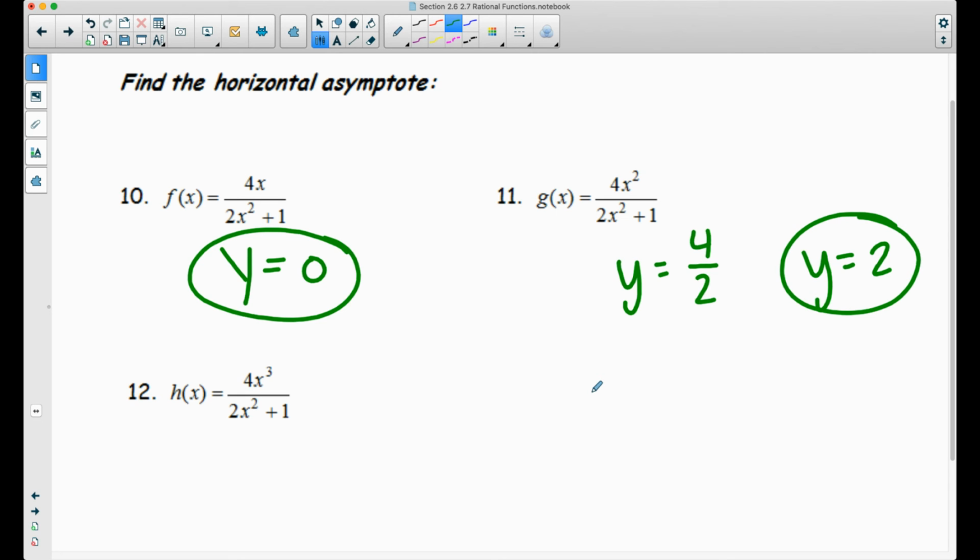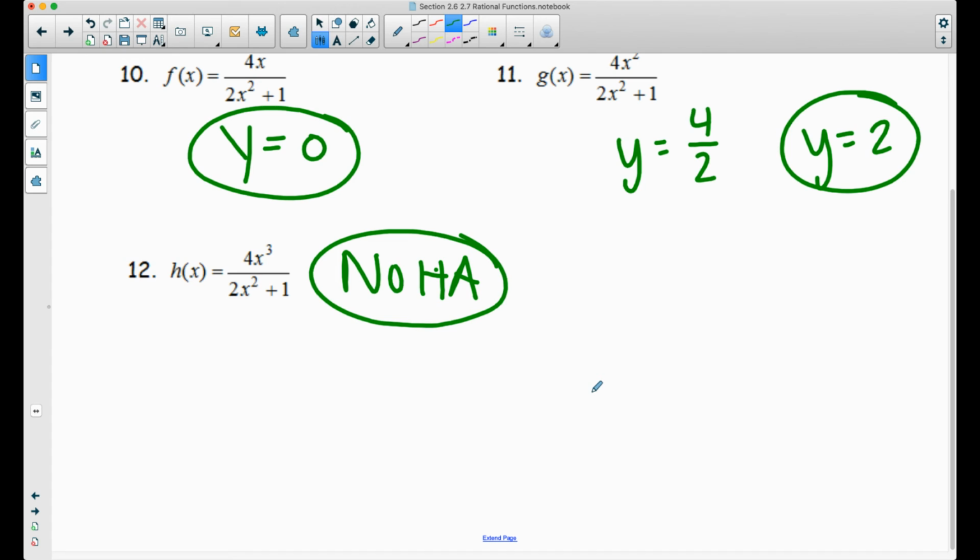And lastly, who has the highest degree on number 12? No way, top can't win. So no horizontal asymptote. Is there a possibility of an oblique asymptote here? Yes, they are 1 degree apart. Okay, so let's say I also made you find the oblique asymptote. So go ahead and do long division to find our oblique asymptote.